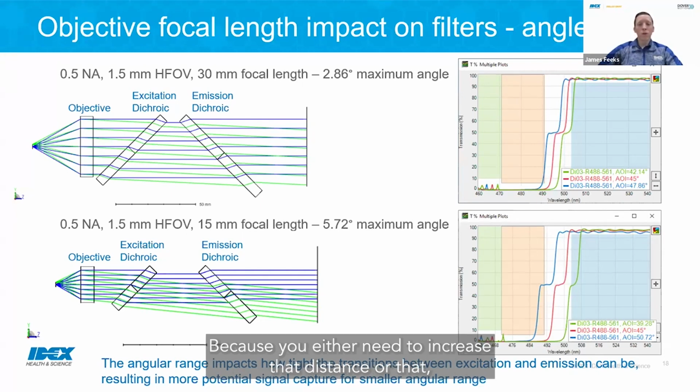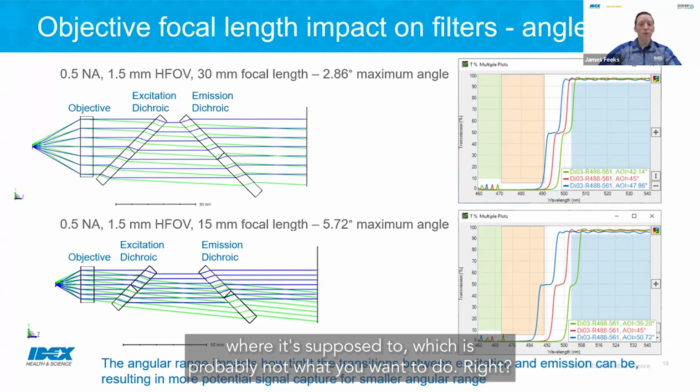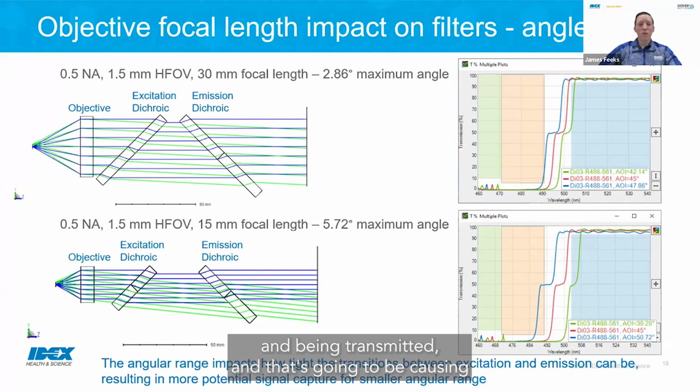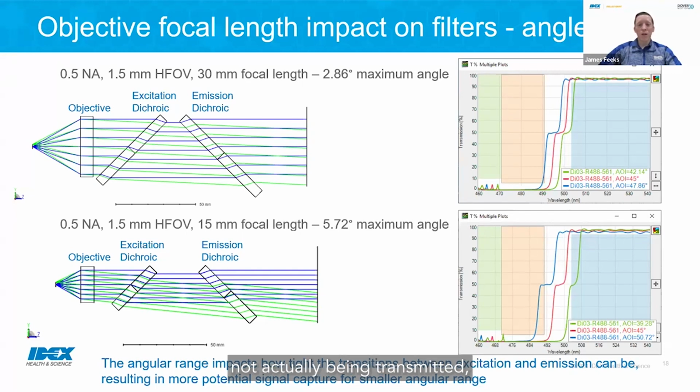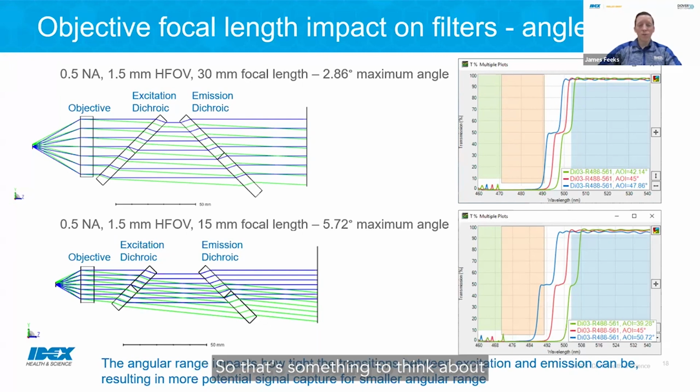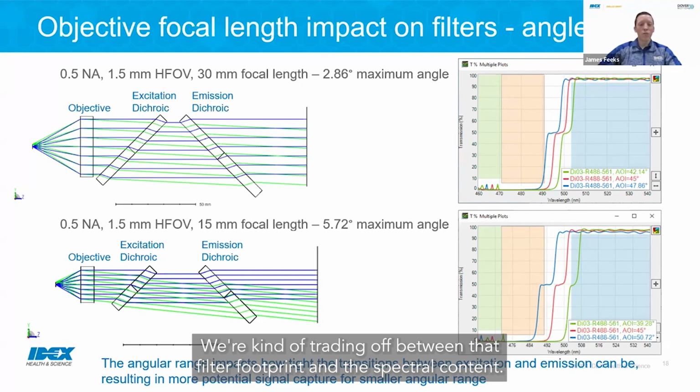Because you either need to increase the difference between the excitation band and your emission band, and therefore make your emission band smaller, or you may need to accept that some light will not be going where it's supposed to, which is probably not what you want to do, right? You don't want light that's supposed to be reflected being transmitted, causing a lot of bleed through in your system. Or conversely, light that you want to be transmitted not actually being transmitted, because then you're going to see darkening at the edges of your image. So something to think about with the objective focal length: we're trading off between the filter footprint and the spectral content.